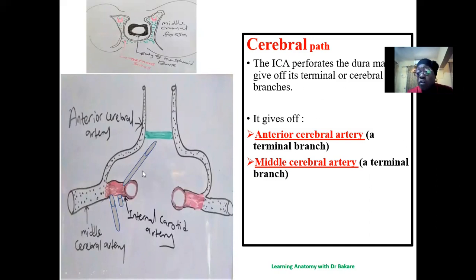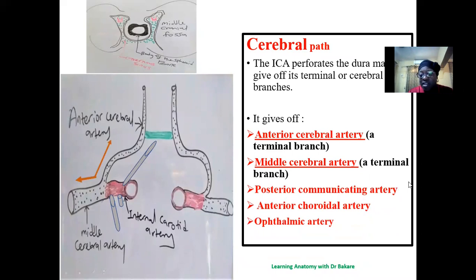And this is where it gives off the cerebral branches. As soon as it exits the cavernous sinus, it gives off three branches. And this includes the posterior communicating artery, the anterior choroidal artery, and the ophthalmic artery. The ophthalmic artery goes to the anterior region to supply structures that are embedded within the socket. While the anterior choroidal artery supplies a number of subcortical structures, which include the optic tract, the medial globus pallidus, the medial geniculate body in the thalamus, and other structures that are located in the subcortical region of the brain.